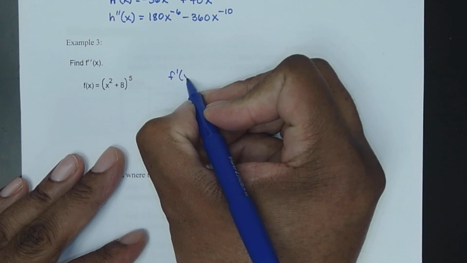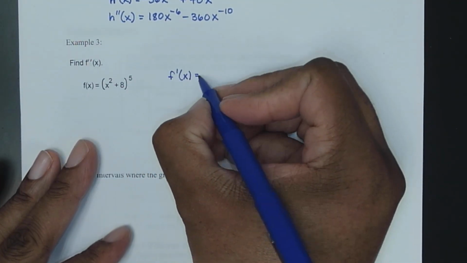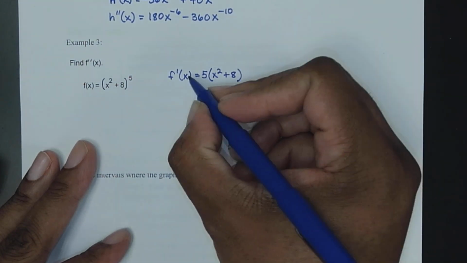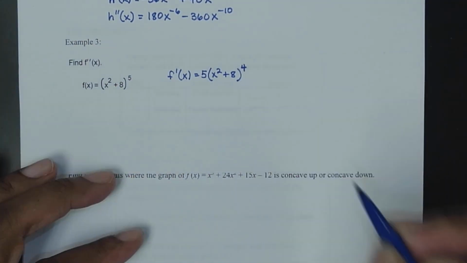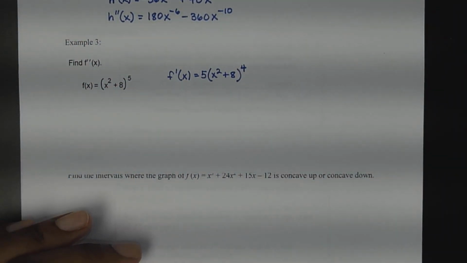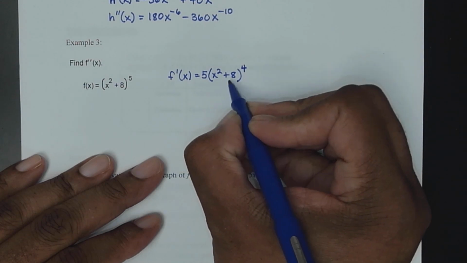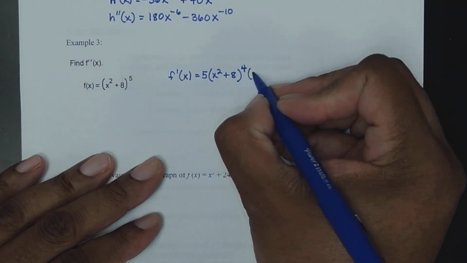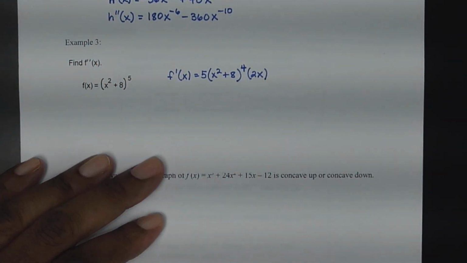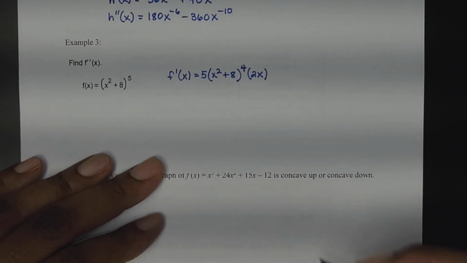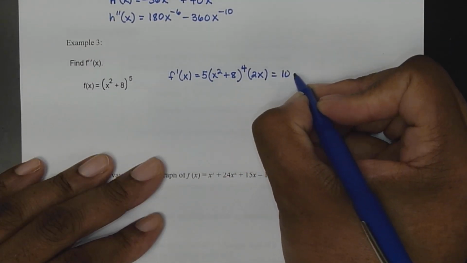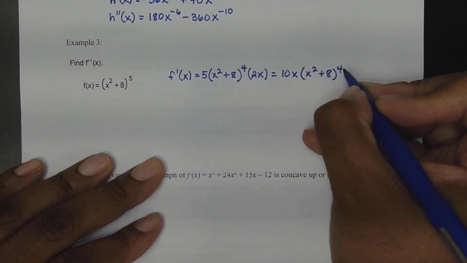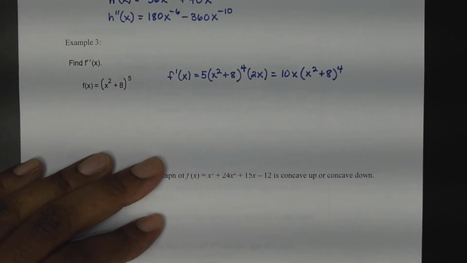So, applying the chain rule, f prime of x would be this. We bring the exponent in front, copy over the x squared plus 8 in parentheses, that will be to the 1 less power. 5 minus 1 will be 4. And then we take the derivative on the inside of the parentheses. The derivative of x squared plus 8 will be 2x. Now, if we simplify this, 5 times 2x would be 10x times the quantity x squared plus 8, and that's raised to the 4th power.